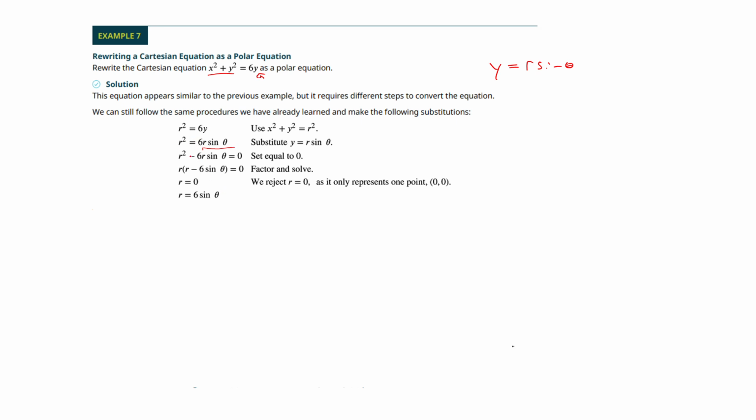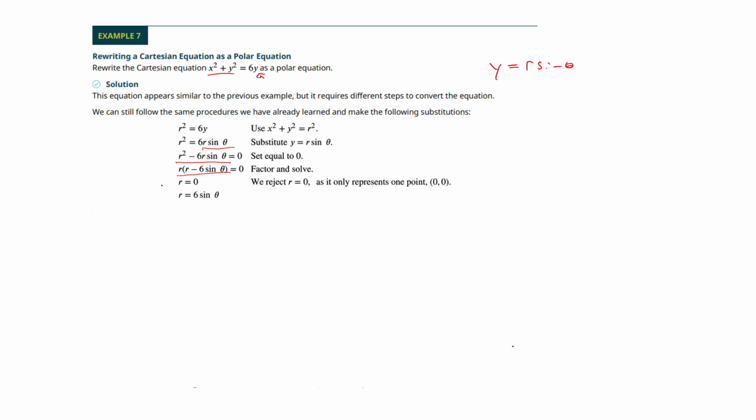Now, we're not done here. We want to solve this for r. So we're going to send everything over to the left side. We're going to factor out an r. So this has a simple factor. I'm going to factor out an r, and then the zero product property says let's set either one of these equal to 0. So we've got r is 0, and then r could also be 6 sine of theta.